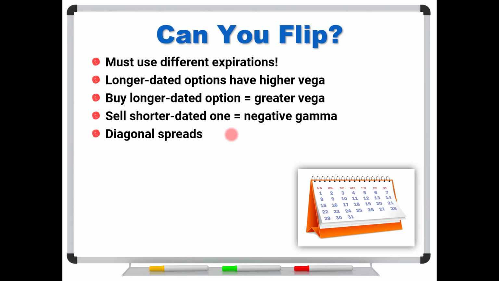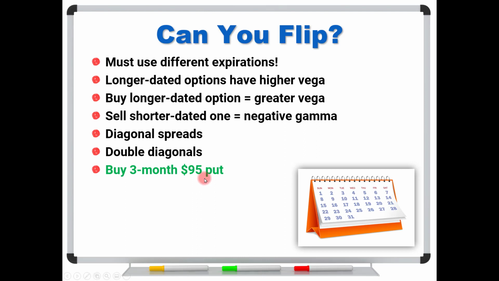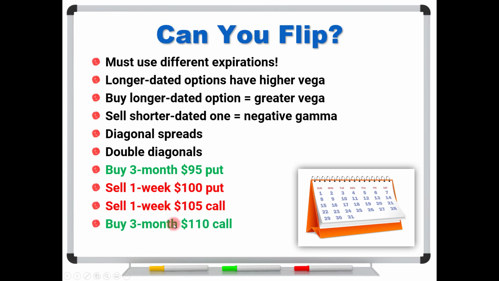So this is where you get into strategies like diagonal spreads, double diagonals, calendar spreads, double calendars. These are all a certain family of strategies where you're going to be buying and selling different expirations and/or possibly different strikes. But the key is that you've got different expirations, and that's what's allowing you to flip these. So for instance, let's take a look at a double diagonal. Maybe you buy a 3-month $95 put, and you sell a shorter term, maybe a 1-week $100 put, and then sell a 1-week 105 call, and then buy a 3-month 110 call.